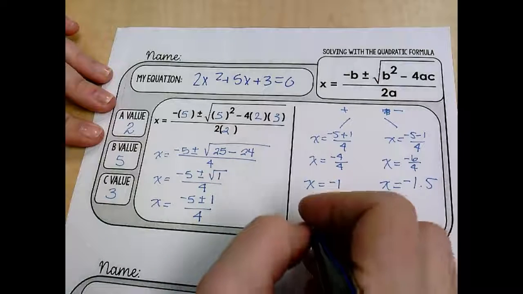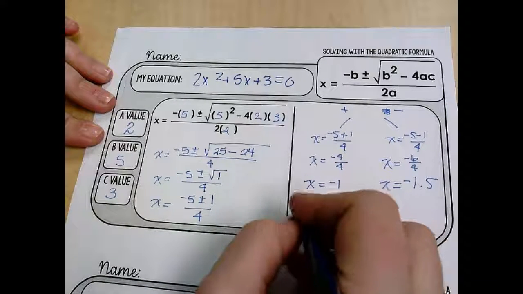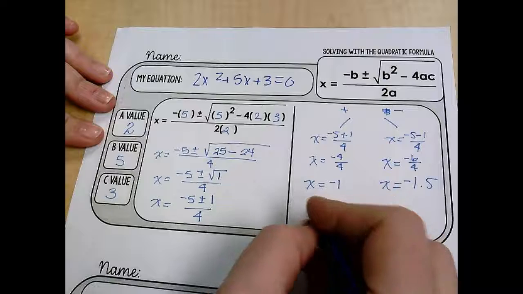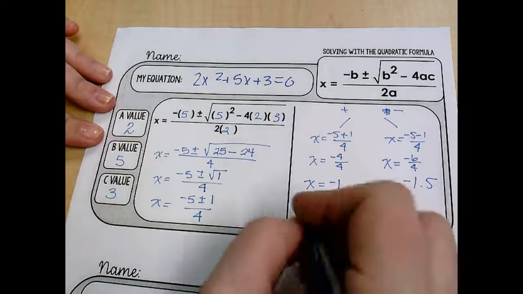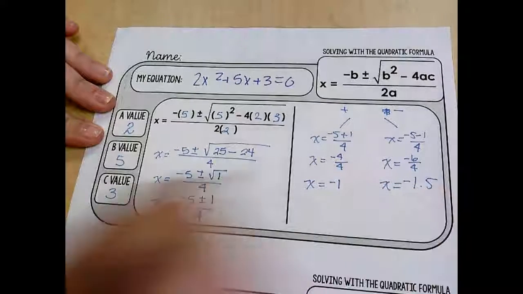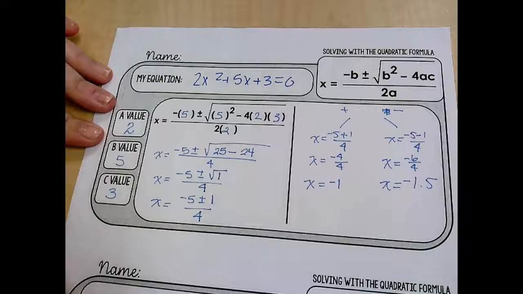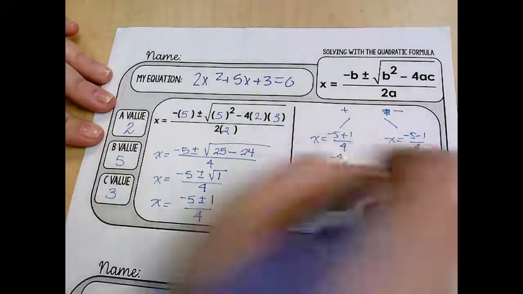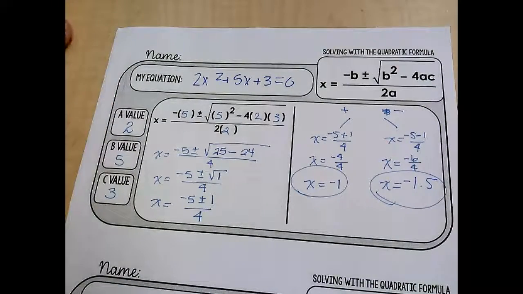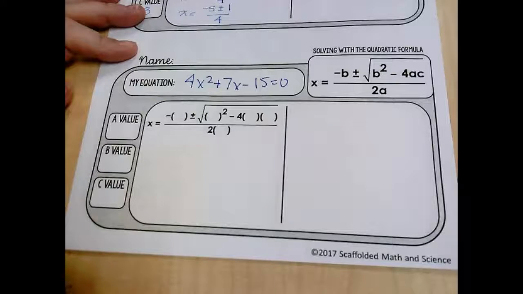So in the end, my x values for this equation, my solutions, my zeros, my point where it crosses the x-intercept, whatever you want to call it, is going to be at negative 1 and negative 1.5. Excuse me, negative 1.5. So those are my two solutions. And that's as simple as the quadratic formula is. So we're going to try another one now.